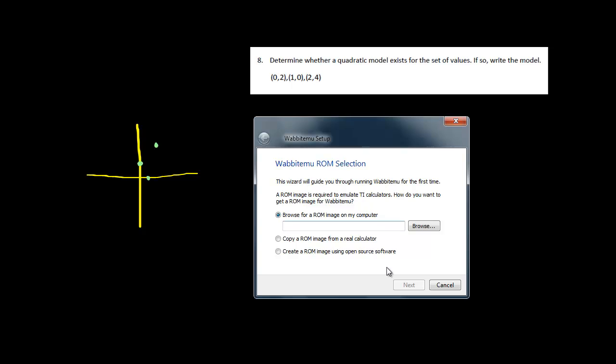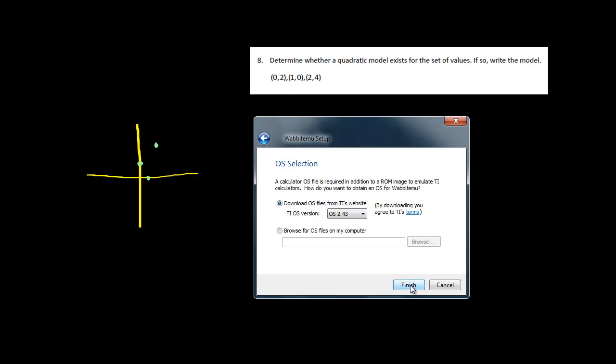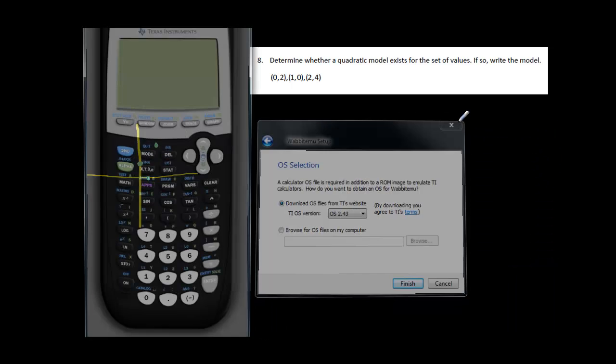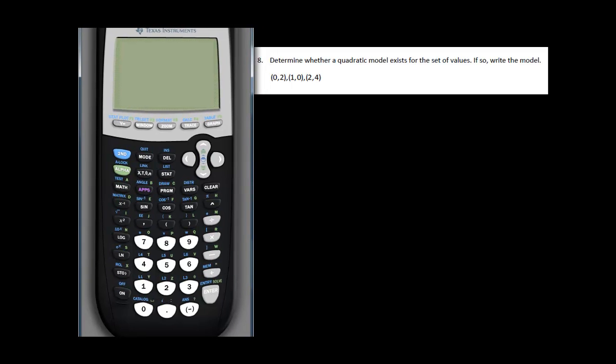Alright, number 8, determine whether a quadratic model exists or not. So if we take a look at a graph of this, (0, 2) would be, let's say, right over here. (1, 0) is here. And (2, 4) would, let's say, be here. They're not collinear. So that means a quadratic model does exist. So let's get the calculator out.